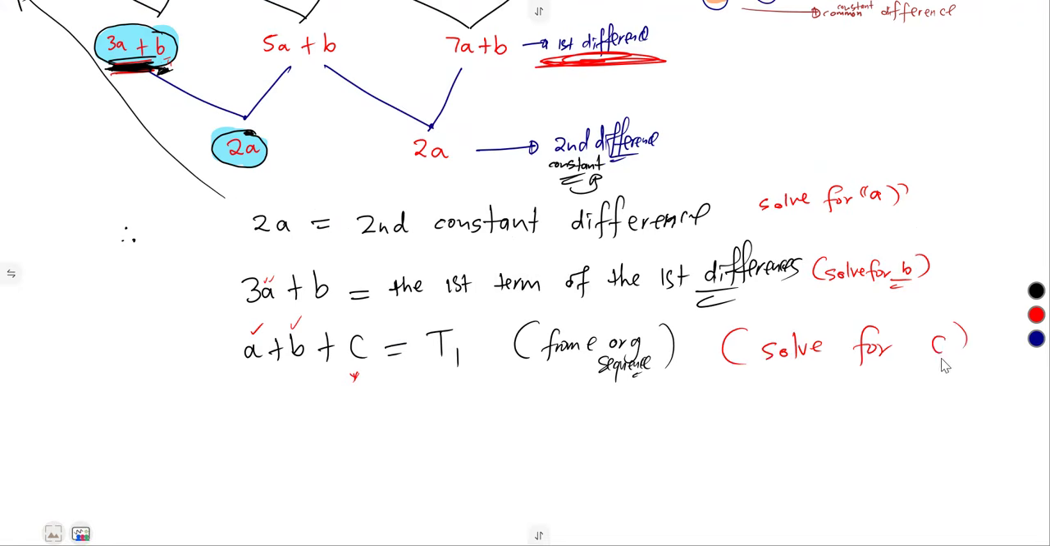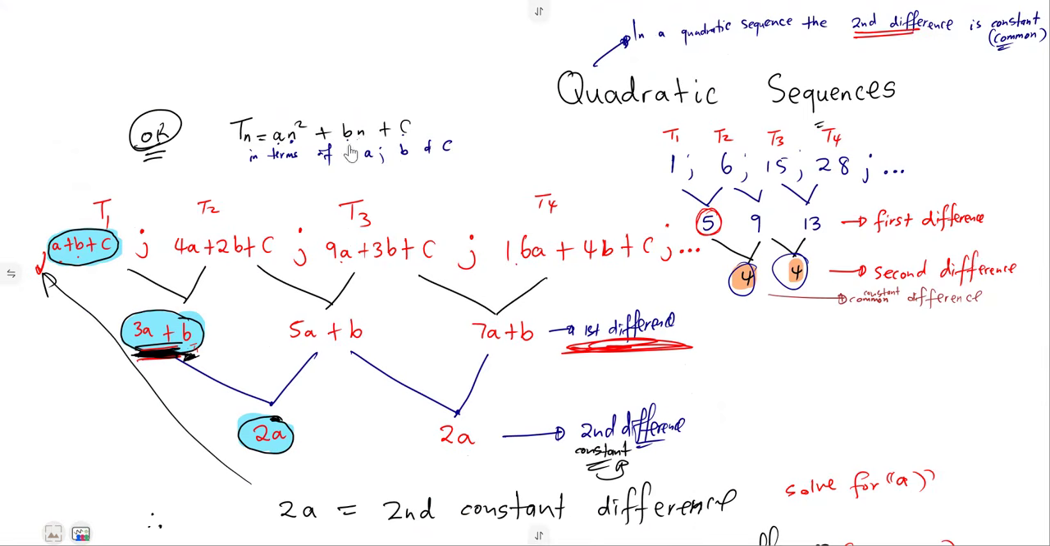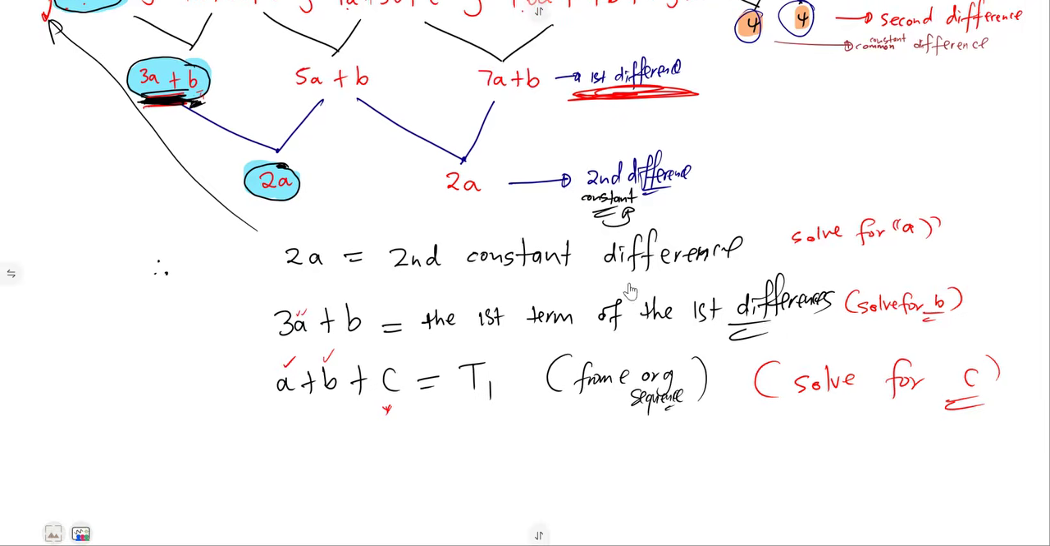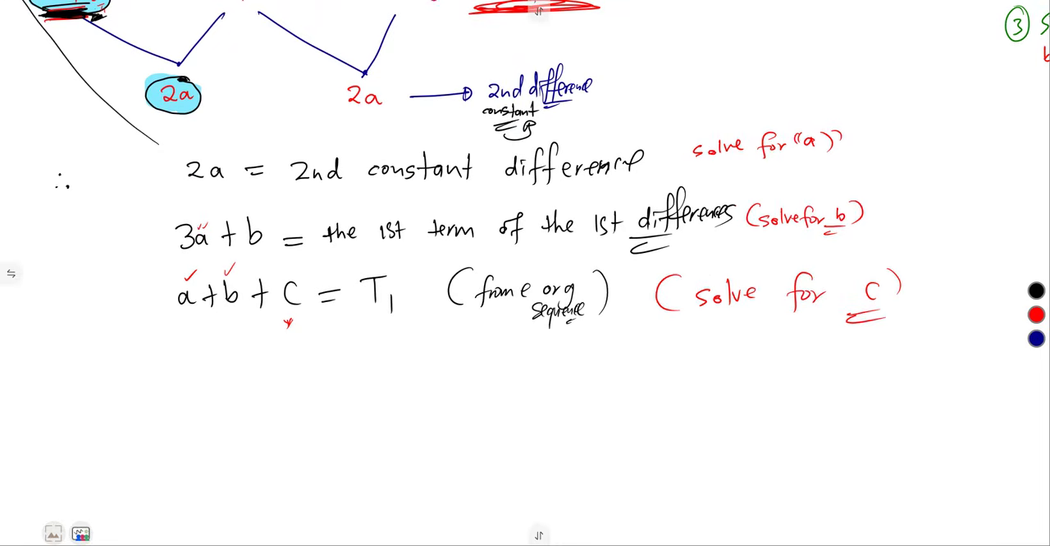Solve for C. So by solving for A, B and C, you are done, because these are the constants of your quadratic sequence. Those are the constants of your quadratic sequence. So therefore, we can just substitute the letter stage here. So this is what we had: number 1, number 2, number 3, 4.